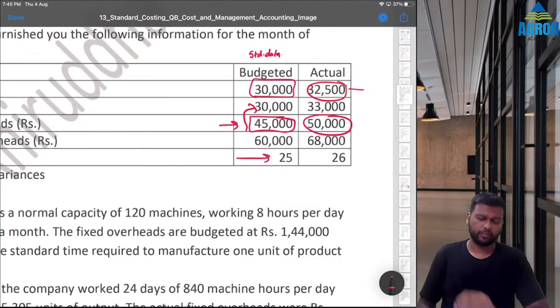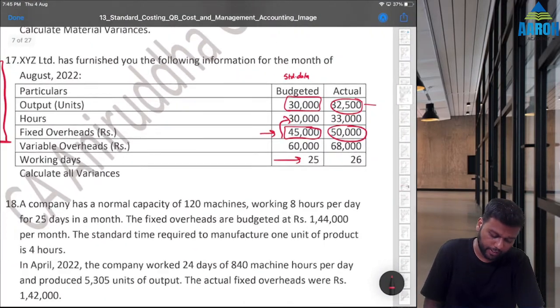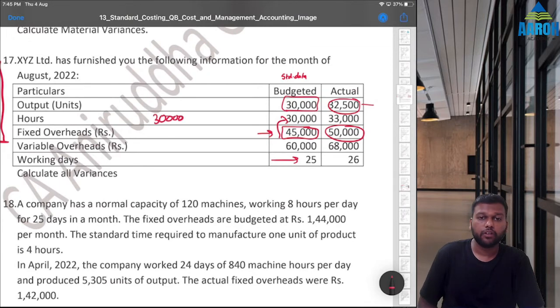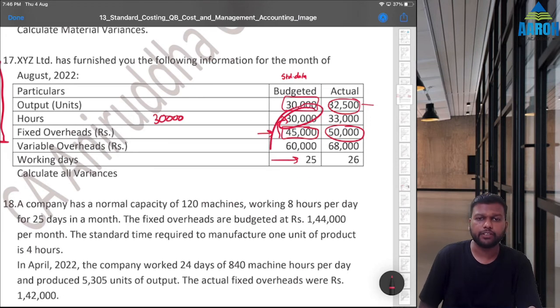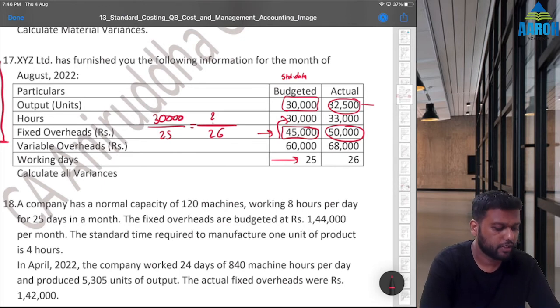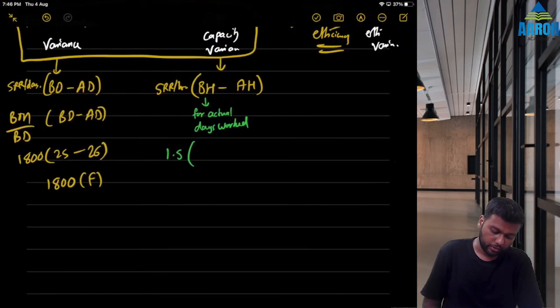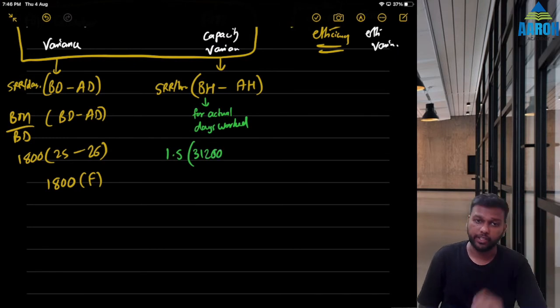Actual days worked. First of all, budgeted hours are 30,000. But that was for 25 days, budgeted days, right? Budgeted hours were for budgeted days. So 30,000 was for 25 days. Now we have to see how much for actual days, 26 days. So can you just cross multiply: 30,000 divided by 25 into 26, 31,200. So 31,200 is the budgeted hours for actual days worked.